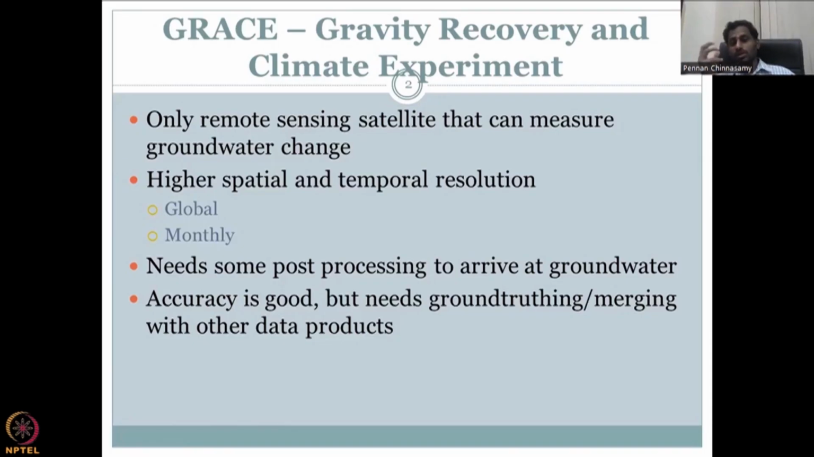So this very special mission is called GRACE, which stands for Gravity Recovery and Climate Experiment. It is the only remote sensing satellite that can measure both terrestrial water and groundwater change. Okay? Terrestrial is any water on top of the land, and including that and below the land, under the ground also, it can monitor and measure.